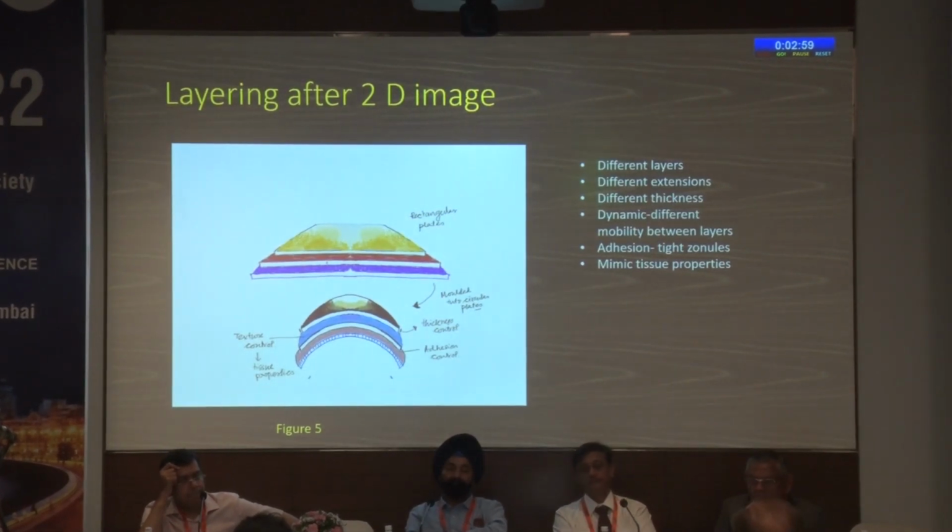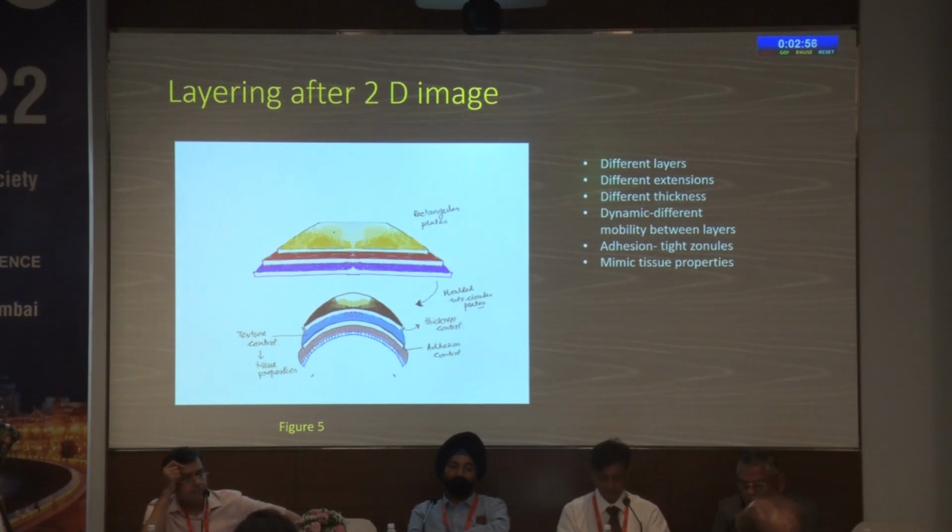After 2D imaging, these are the layers, the three simple square lines. This is as if a sandwich. Now if we mold this sandwich in a circular fashion, we can have a base as endothelium and epithelium, and we can have different tissue properties along the cross sections of these base plates.